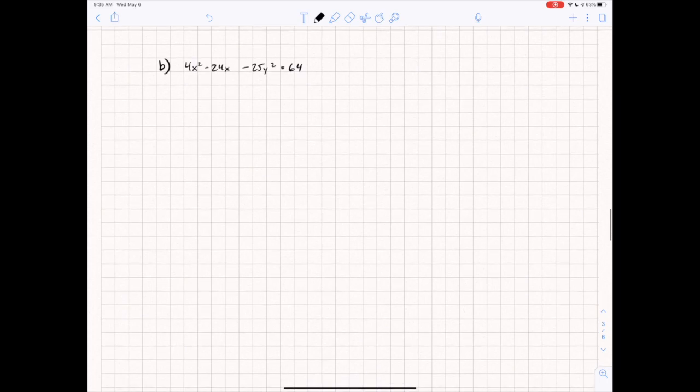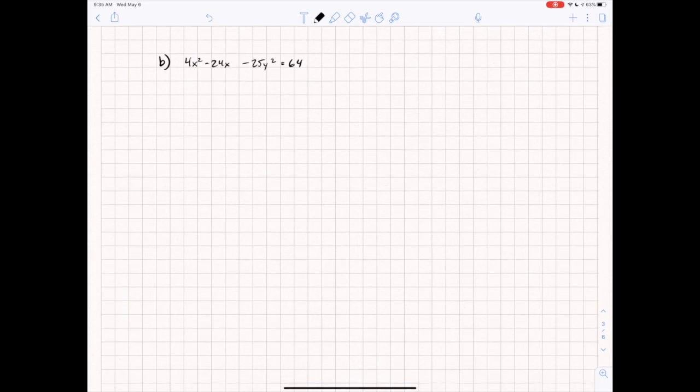All right, so for B, I've got 4x squared minus 24x minus 25y squared is equal to 64. So for this one, I need to actually group up because I have two x terms. So I'm going to group up my 4x squared minus 24x, minus 25y squared is equal to 64. And then from that first parentheses, I need to factor out a 4. So I get x squared minus 6x. I'm going to leave a space for my missing term here. Minus 25y squared is equal to 64.